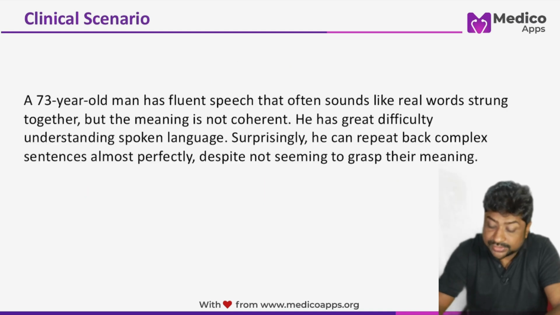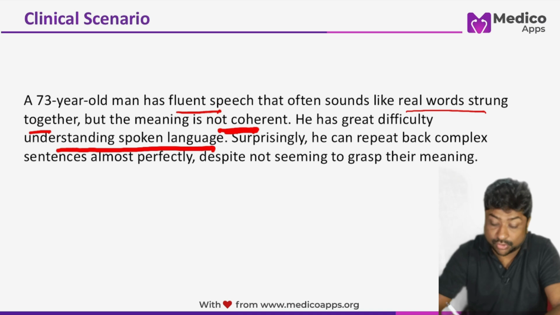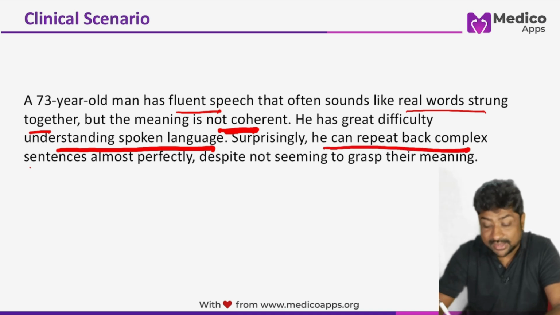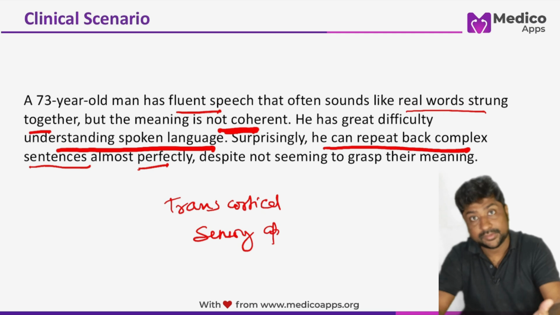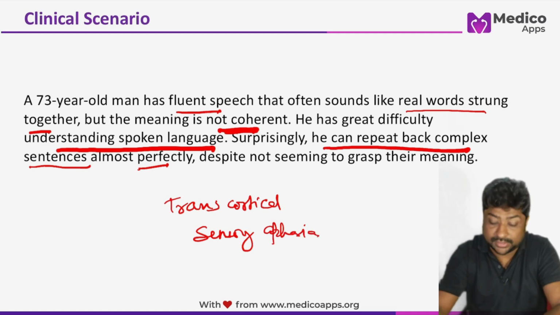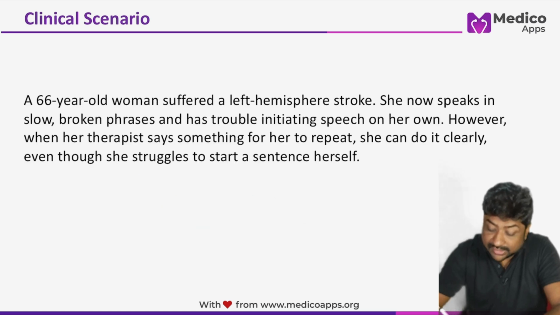Let's look at another clinical scenario. A 73-year-old man has fluent speech and often sounds like real words strung together, but the meaning is not coherent. He has great difficulty in understanding spoken language. Surprisingly, he can repeat back complex sentences almost perfectly. So sensory aphasia, but repetition is proper. So we will have transcortical sensory aphasia. Why not Wernicke's? Because he is able to repeat. If he was not able to repeat, then it would have been Wernicke's. Let's look at another clinical case.